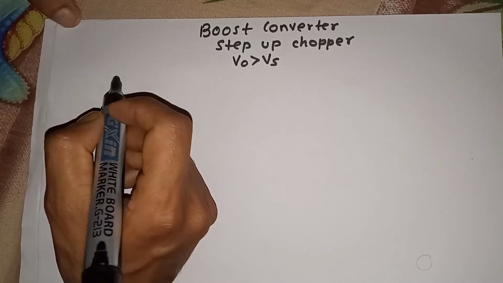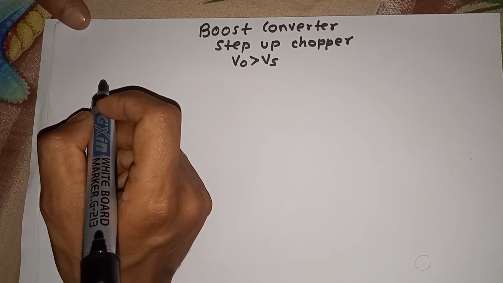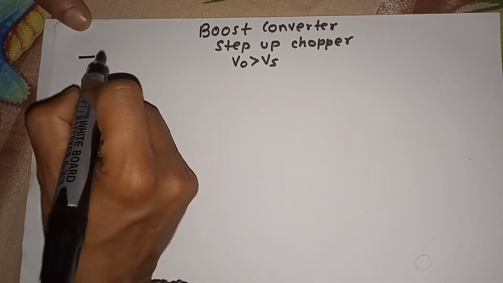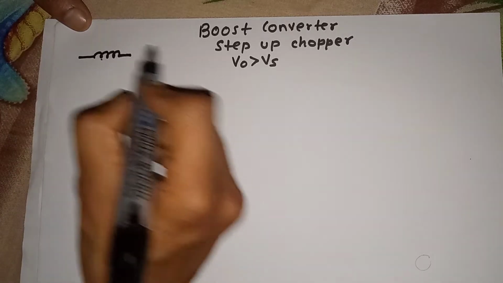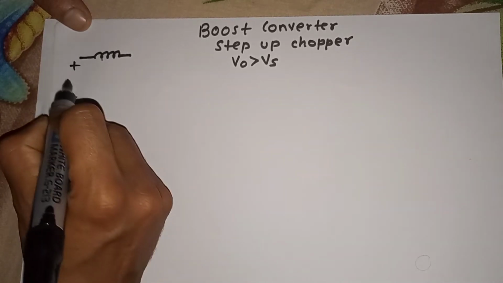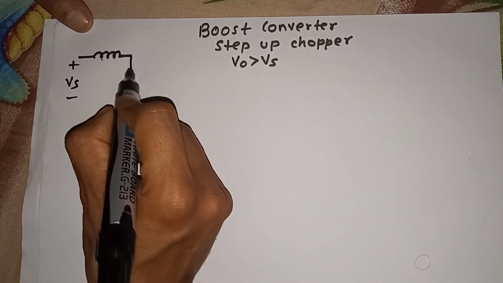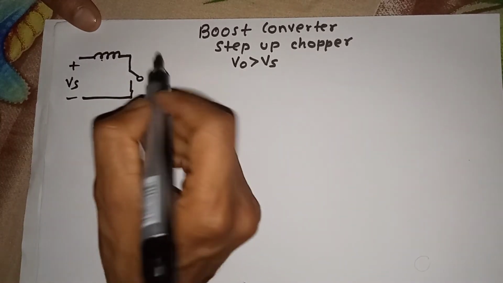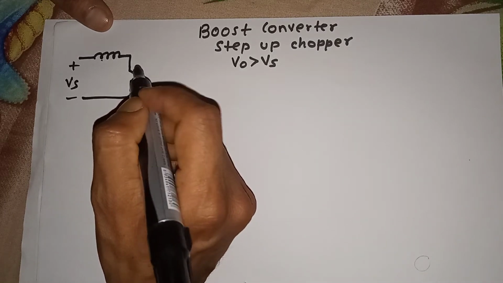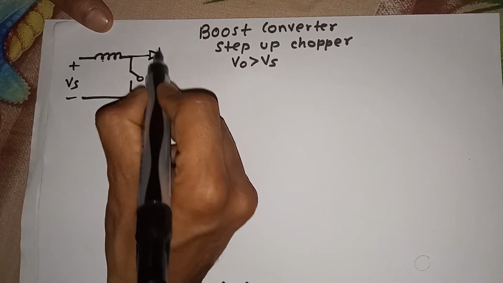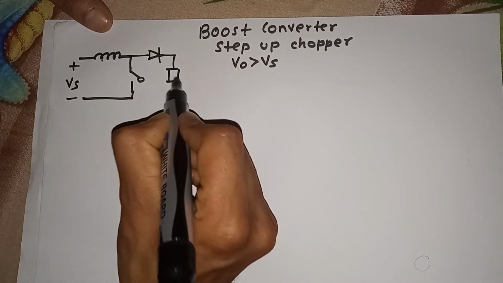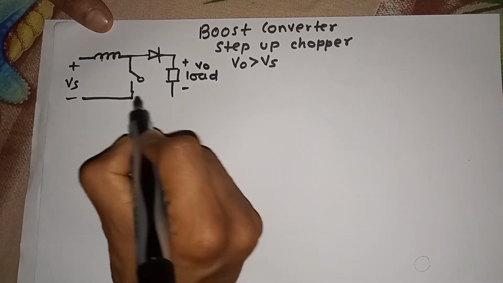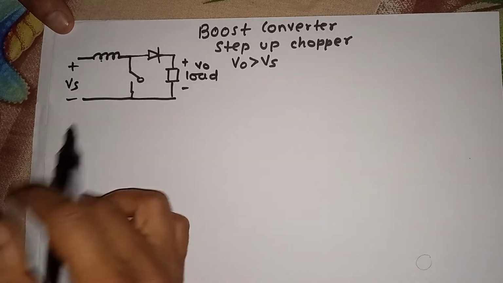Now we'll see the circuit operation of the boost converter and find the expression of voltage in the boost converter. So here one inductor will be connected. The supply side is Vs and here one switch will be connected. This switch is a high frequency switch, so we can use a MOSFET or IGBT for this operation. And here is one diode, and connect the load. Across the load is VO. So this is the circuit diagram of the boost converter.